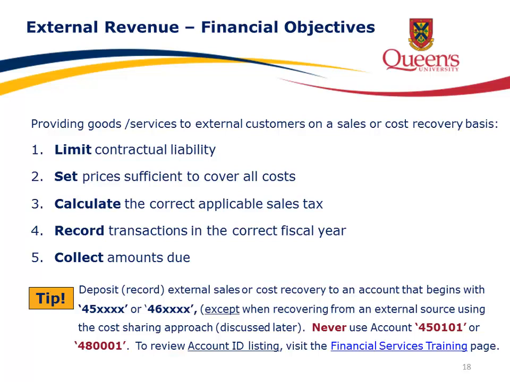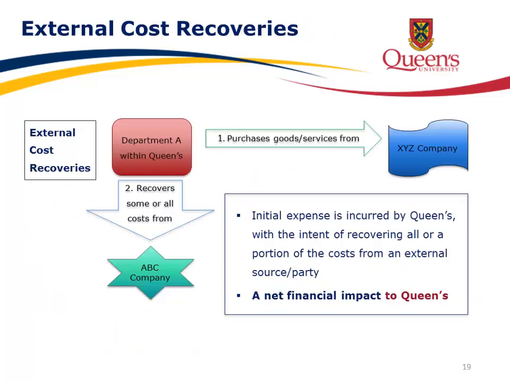Here are some tips to keep in mind. When depositing or recording external sales or cost recovery, always post to an account that begins with 45 or 46, except when recovering from an external source using the cost-sharing approach, which we will discuss later in this tutorial. Never use account 450101 or 480001. To review a current account ID listing, visit the Financial Services training page.